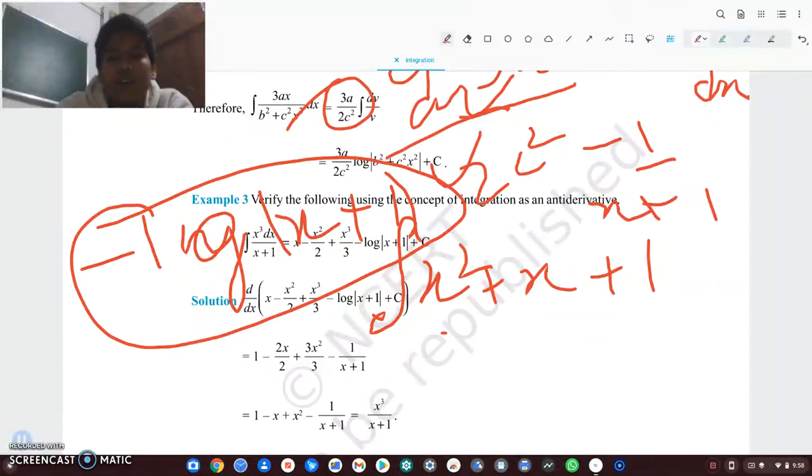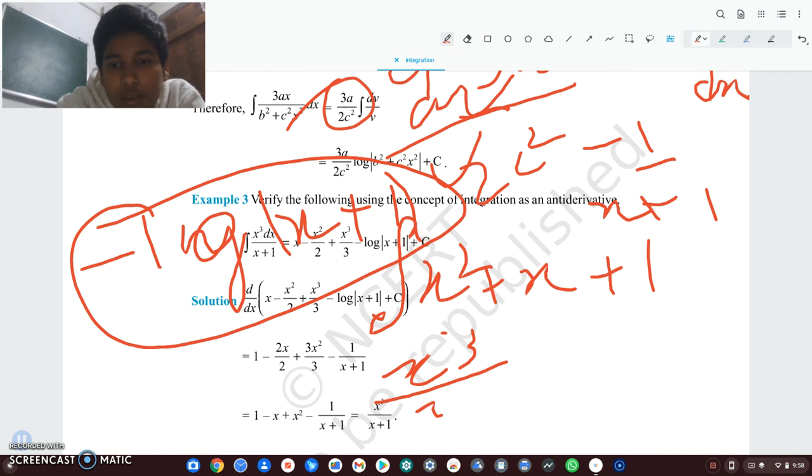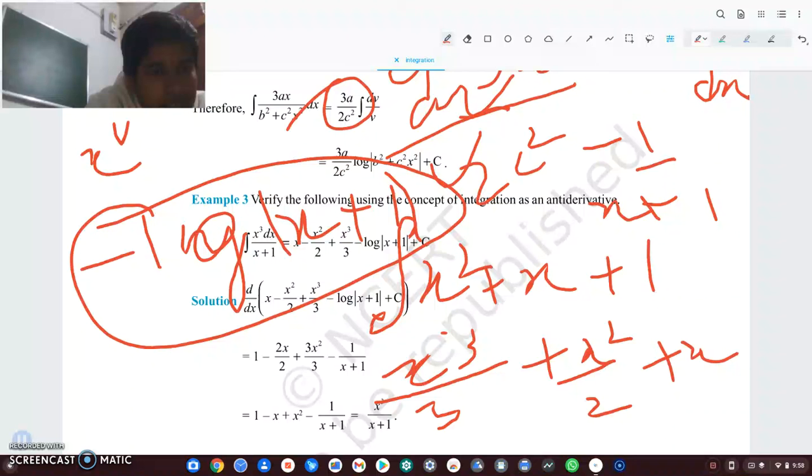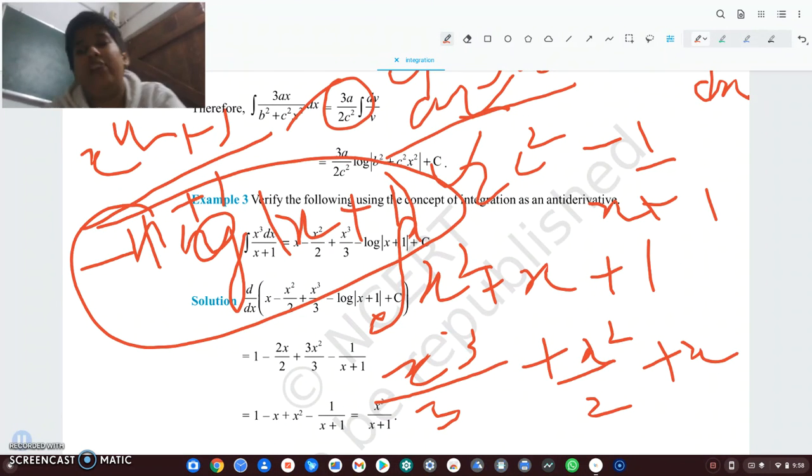Okay, so how can we integrate this? We are integrating, so x square can be written as x cube upon 3 plus x square upon 2 plus x. Here we are easily able to integrate, as it is a power of x, and we know the formula: x to the power n plus 1 upon n plus 1. This is the main formula that we have to use.